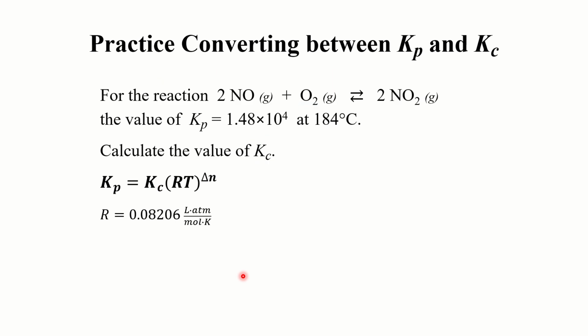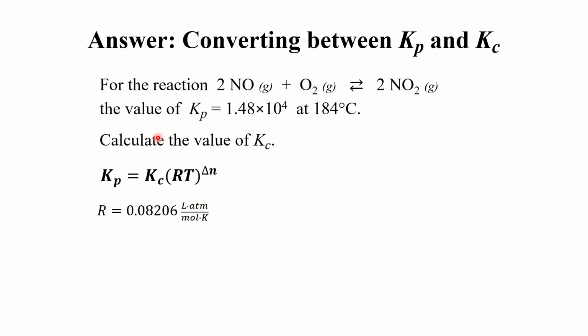All right, let's look at a reverse problem. Here you're given a reaction 2NO plus O2 forms 2NO2. You are instead given the value of Kp. You're told the value of Kp is 1.48 times 10 to the fourth at 184 degrees Celsius. The problem asks you to calculate the value of Kc.